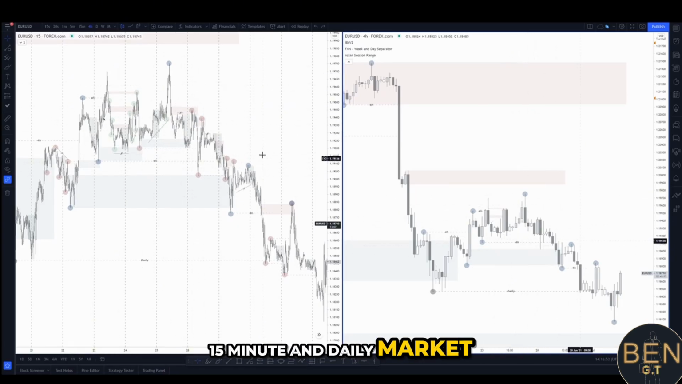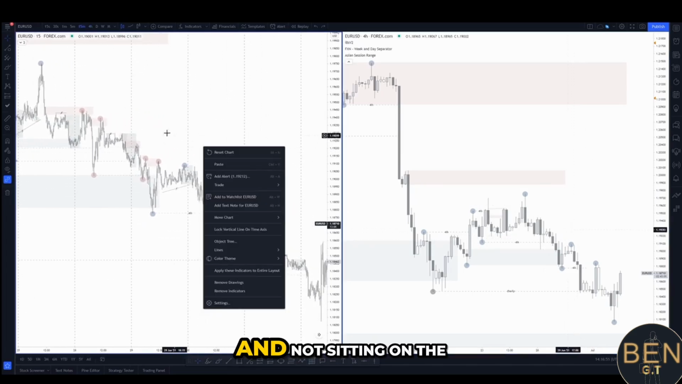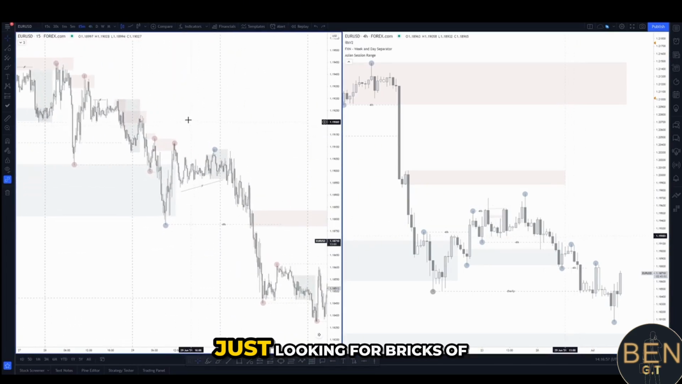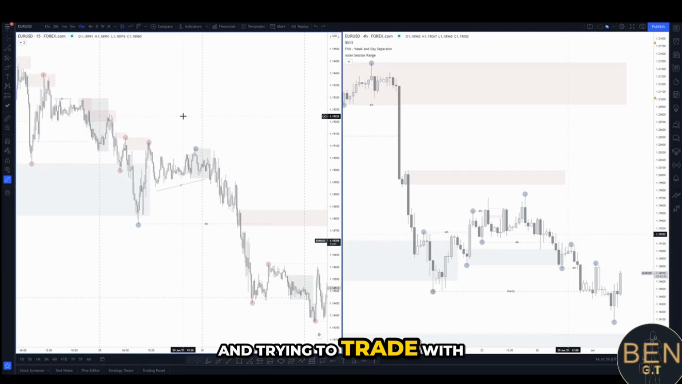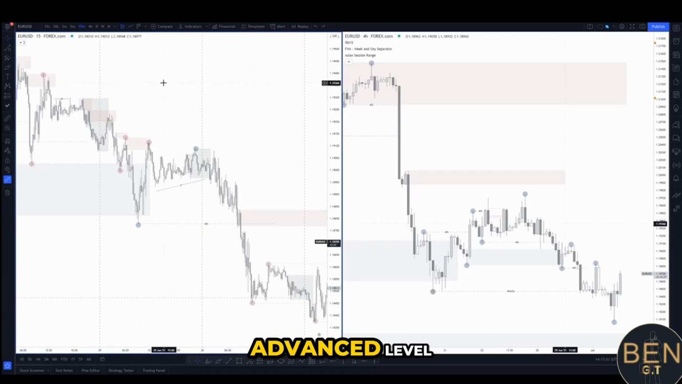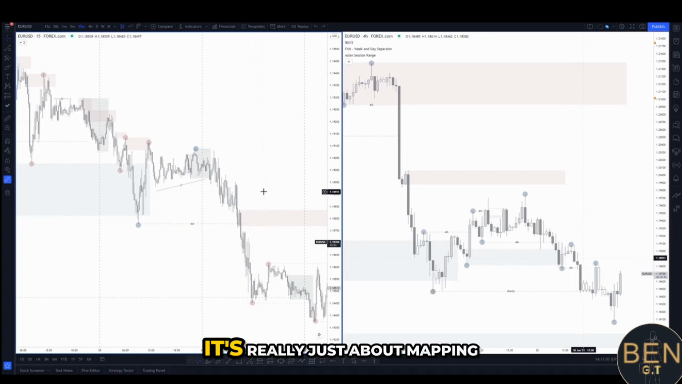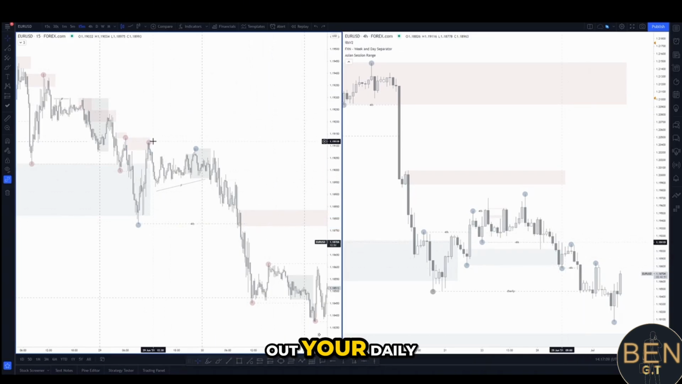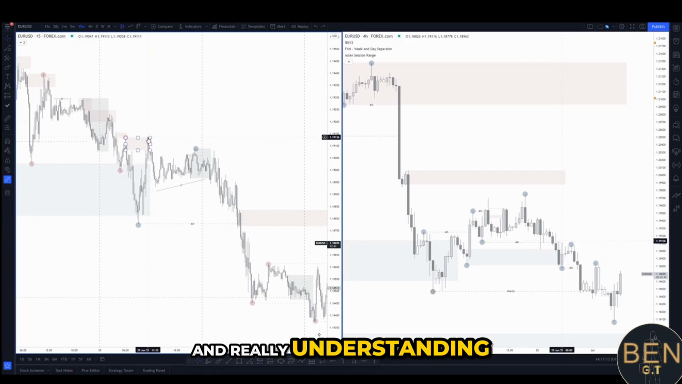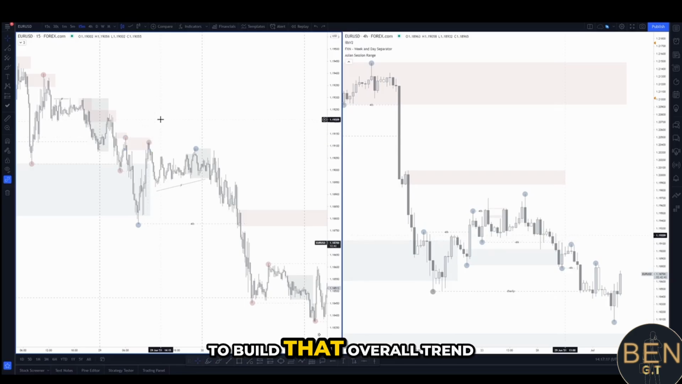and daily market structures, and not sitting on the 1-minute chart just looking for breaks of structure and trying to trade with that. Of course, you can frame up a lot of great continuation trades at a more advanced level, and we'll get into those intricacies. But for now, it's really just about mapping out your daily, your 4-hour, your 15-minute structures, and really understanding how each of those timeframes play together to build that overall trend.